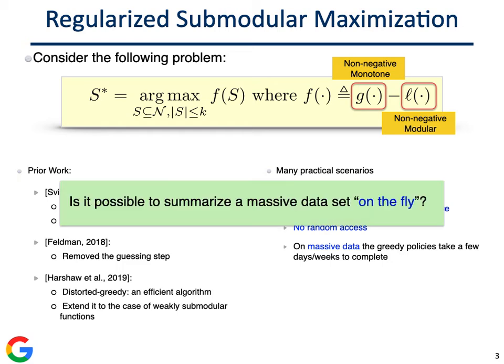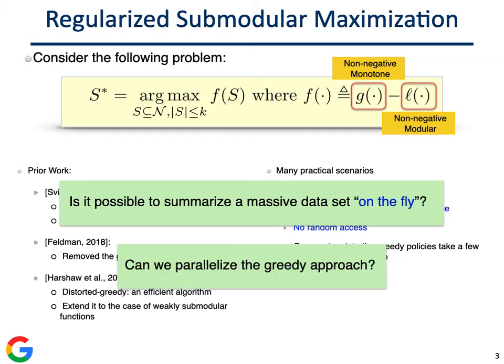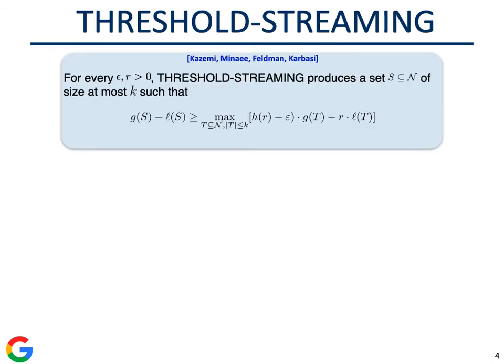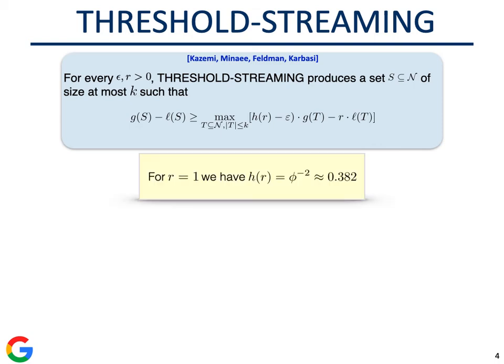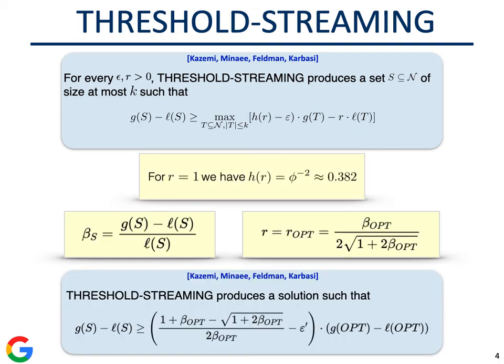In this work, we answer the two following questions for regularized submodular functions. Is it possible to summarize a massive dataset on the fly? And can we parallelize the greedy approach? Our streaming algorithm gets an input parameter r and provides a solution with a guarantee as a function of that parameter. For a set S, let beta S denote the ratio between the utility of S and its linear cost.